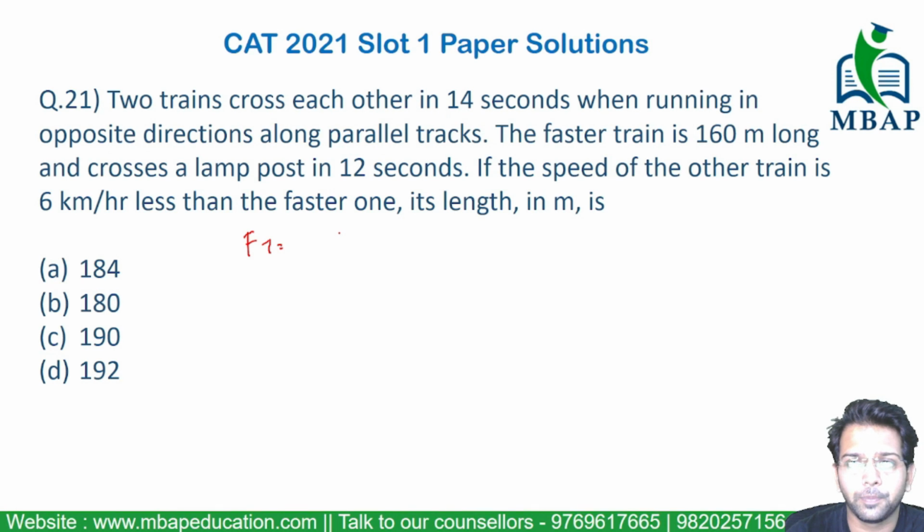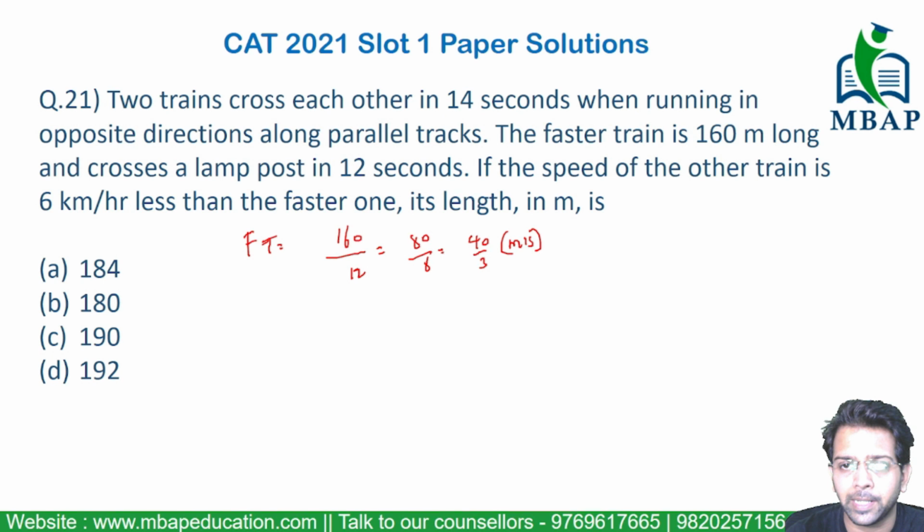It is able to cover 160 meters of its own length in 12 seconds, which will basically be 80 upon 6, which is 40 upon 3 meter per second. Now if the fast train is moving at a speed of 40 by 3 meter per second, the slower train will be 6 km per hour less. 6 into 5 by 18 will become how much? 5 by 3 meter per second less. So this value will be 40 minus 5, 35 by 3 meter per second. So I've got the speed of both the trains.